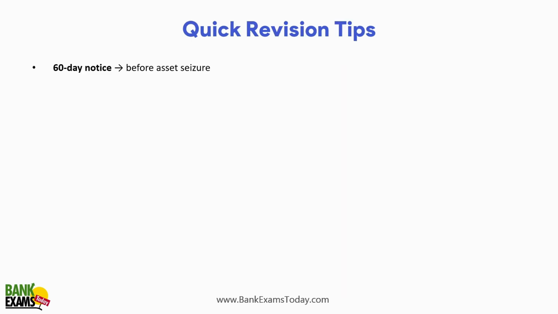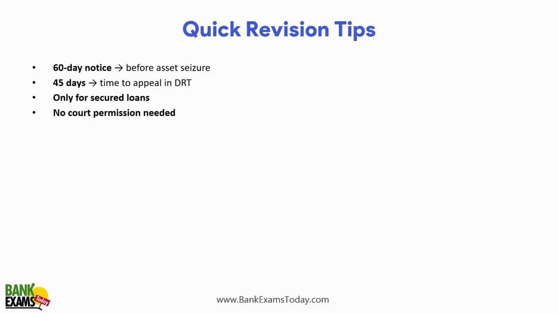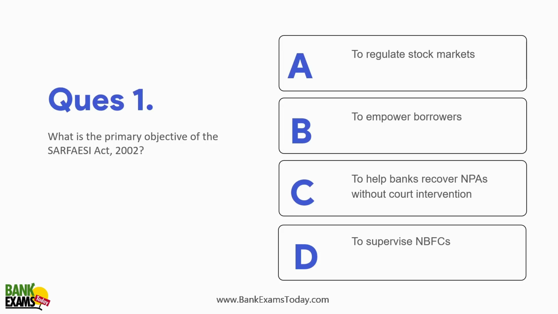So 60 days notice, please remember that before asset seizure, 60 days notice is there. 45 days जो है borrower को मिलते हैं to make an appeal in DRT, only for secured loans, and no court permission is required by the bank. No use for agricultural land where the loan value is less than 1 lakh rupees or 80% of the amount has been paid. So let's do some questions.